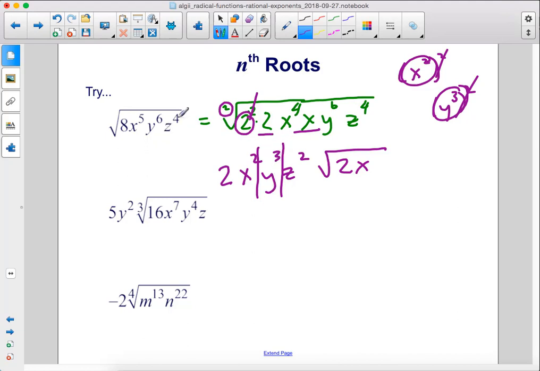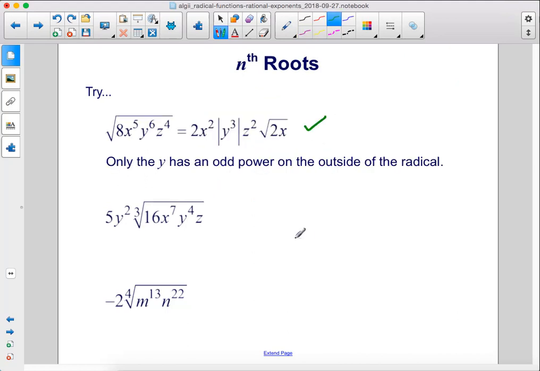Z to the 4th, so this is an even exponent. However, z still has an even exponent on the outside, so we don't need absolute value signs around the z. This is our answer. And there we have our answer. Only the y has absolute value signs because it has an odd exponent after we take it outside the radical.